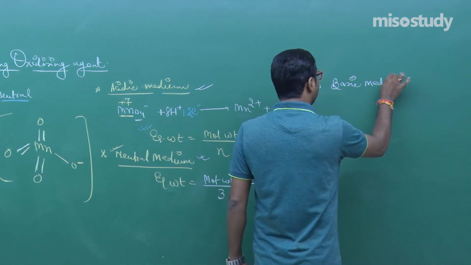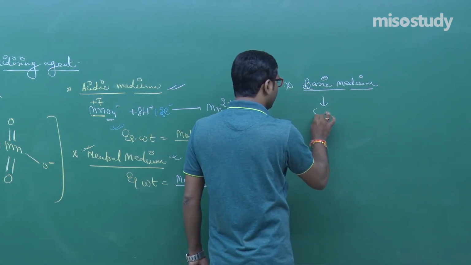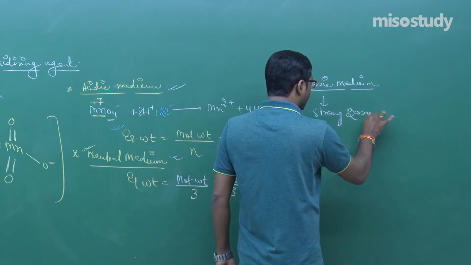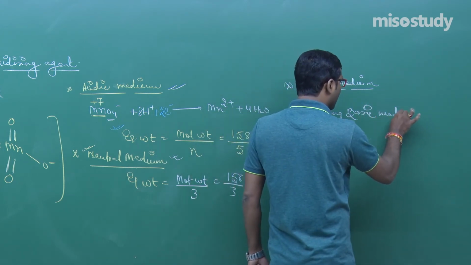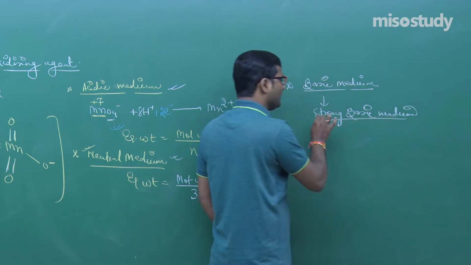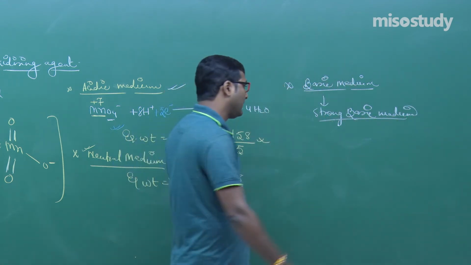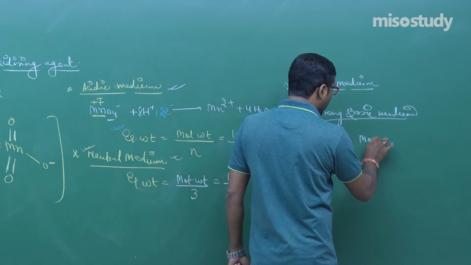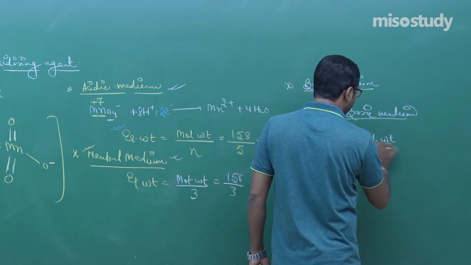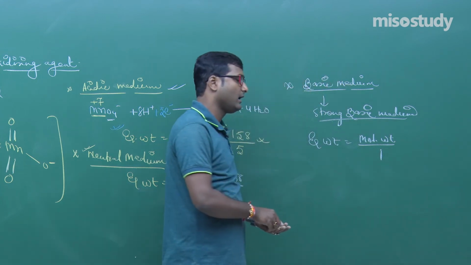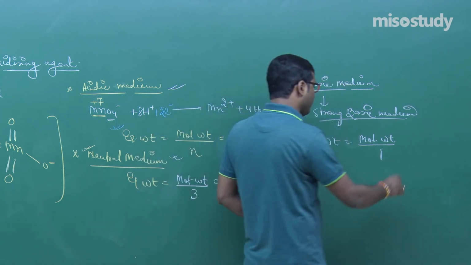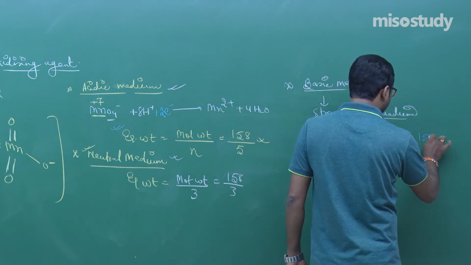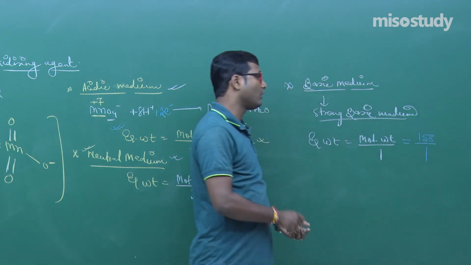Now the simple one is basic medium. Now we know a base may be strong, may be weak. If there is a strong basic medium, listen carefully, then what will happen? The equivalent weight is equal to molar weight upon 1. That is the value of N is only 1, the change in oxidation state is only 1. So we can write here 158 upon 1.